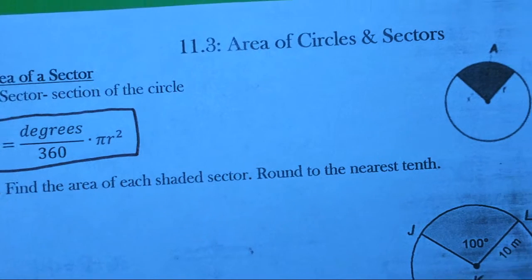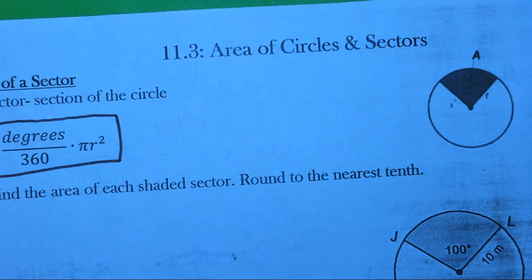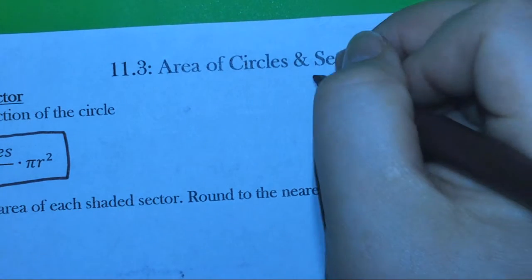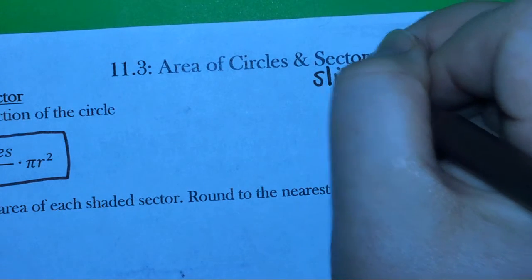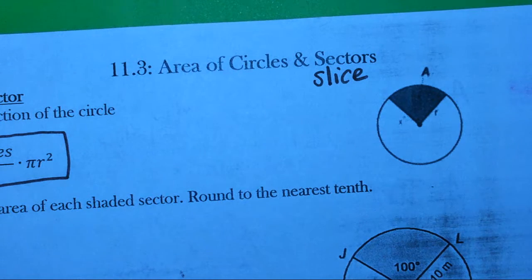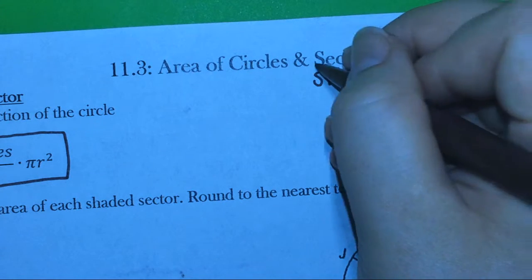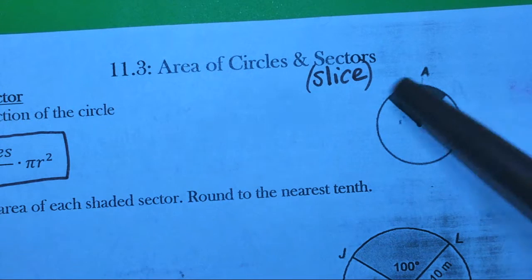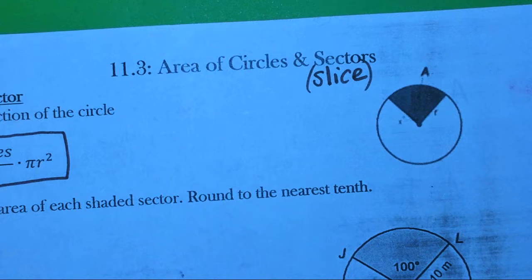It has to do with something called a sector, which I know you've never seen before. That's actually what we'll talk about a lot in Chapter 10, which we've skipped for now because we thought 11 was more important. Sector, when I think of the word sector, I think of the word slice. A sector is like a slice of pizza or a slice of pie. It's a section of the circle that we're cutting out.